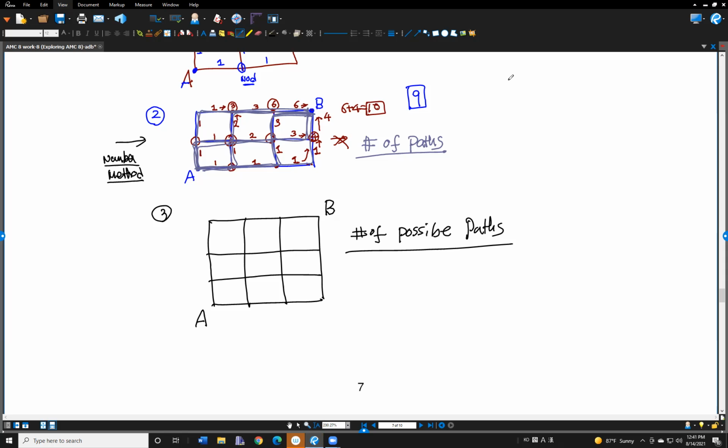We start from here. One block, A to B, only two ways, right? You can go this way, right? Using your number one. At this point, 1 plus 1 is 2. That's the number of paths, increased from here to here. 23 possibilities.